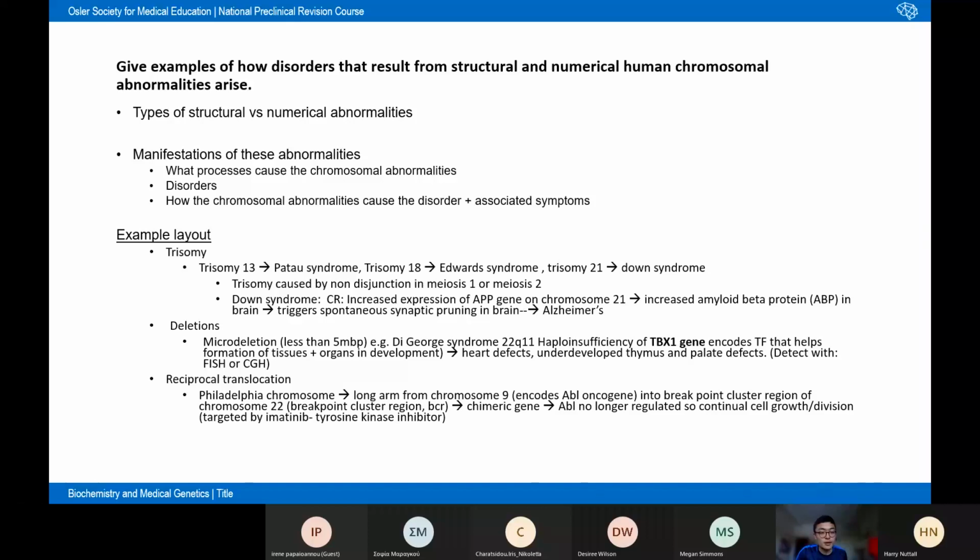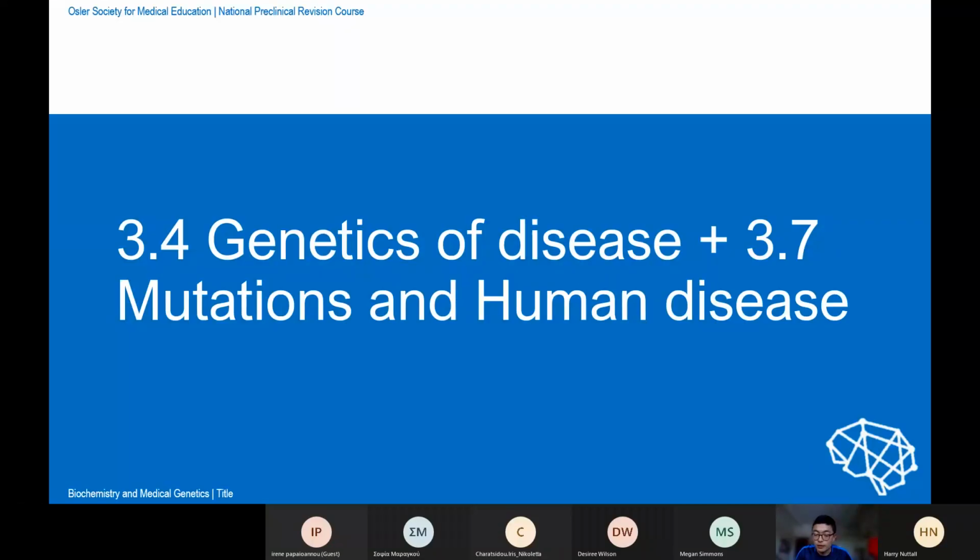Okay, so are there any questions, by the way? If so, do let me know, and feel free to use the chat function. And if not, we'll move on to the next topic, which is the genetics of disease, and we'll also combine it with 3.7 in the spec, which is mutations in human disease.